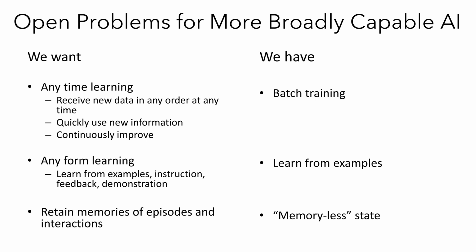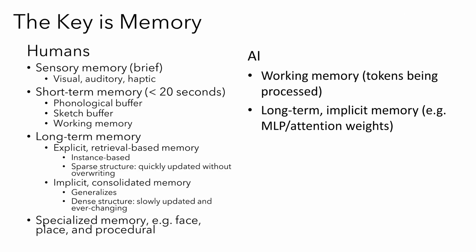We want any form of learning that can learn from examples, instruction, feedback, demonstration, but mainly we still are learning from examples. We want to be able to retain memories of episodes and interactions so that we can collaborate with AI agents. But mostly systems have a memoryless state where they don't remember what they processed yesterday. And the key, I think, is memory.